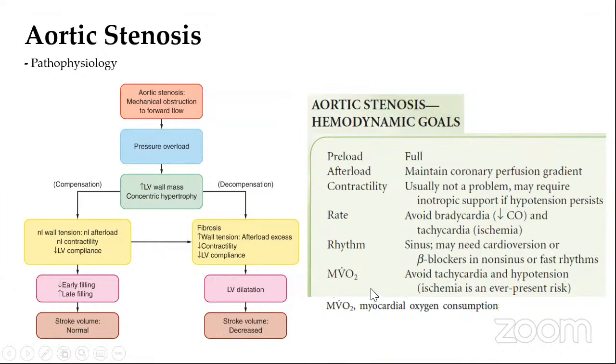This is about myocardial oxygen consumption. So you need to avoid tachycardia and hypotension for these reasons. Your enemy here in aortic stenosis is hypotension and severe tachycardia.